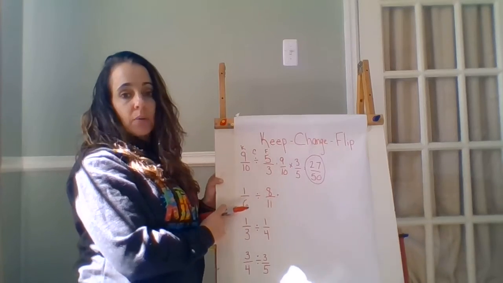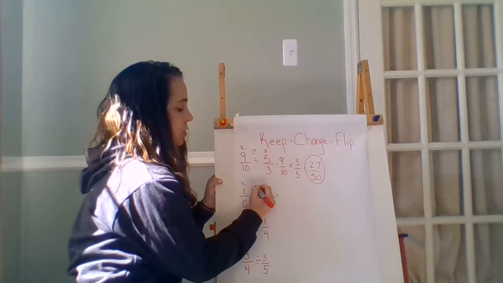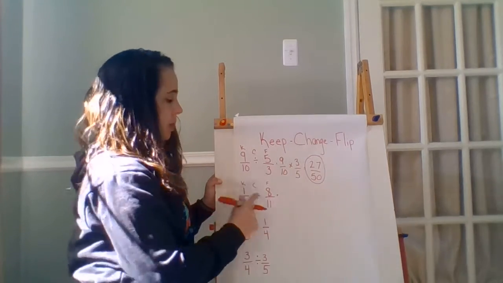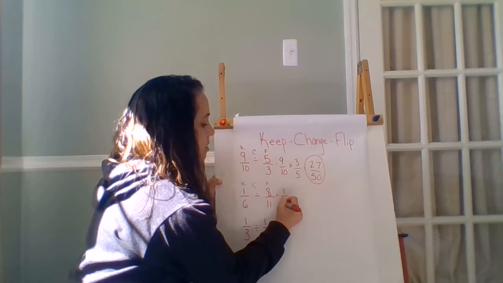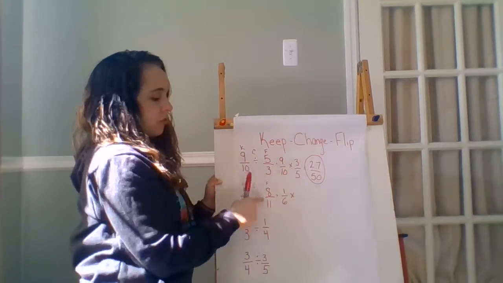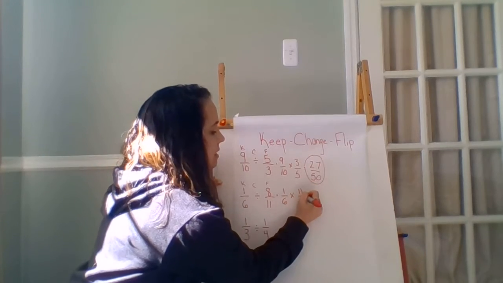Okay, we take a look at our second one. Keep, change, flip. We keep the first one. We change the sign. We flip that next fraction. So we keep the 1/6. We change the division to multiplication. We flip this fraction around, so instead of 8/11, it's 11/8.